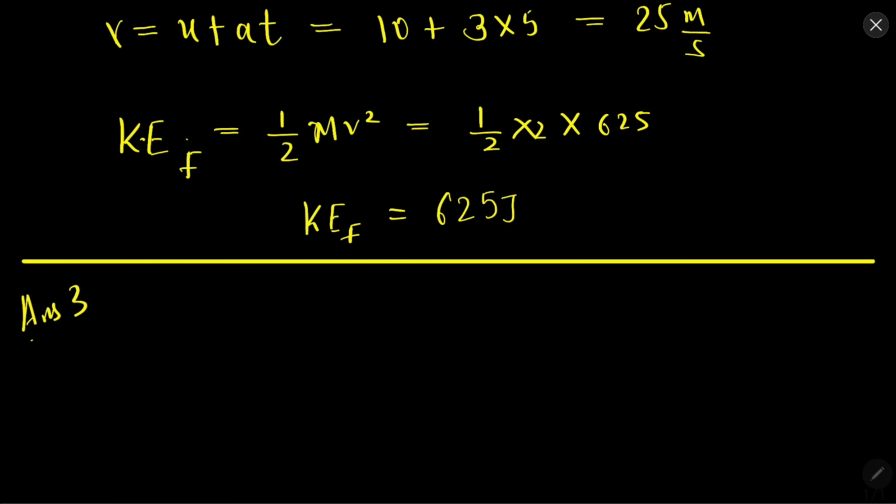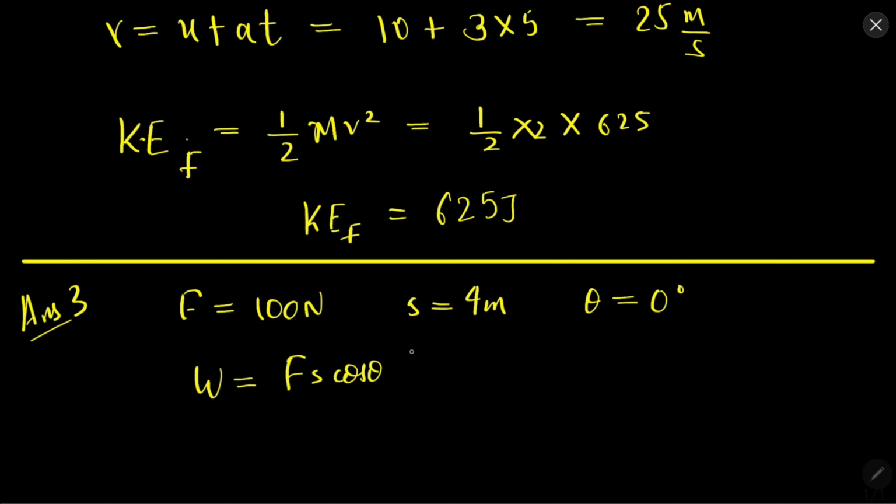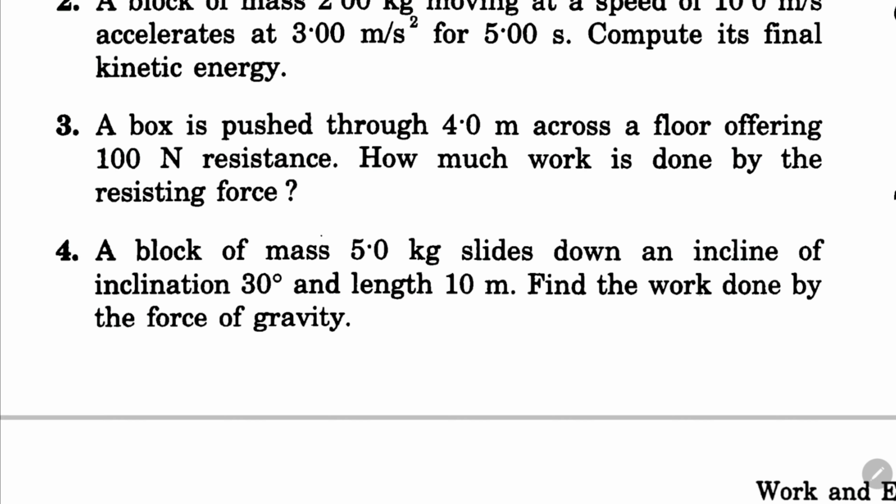So the solution to the third. We know that the resistive force is given to us as 100 Newton. Our displacement is 4 meter, and the angle between them is 0 degree. So the work done will be F s cos theta. So it will be 100 into 4 into cos 0 degree, which is 1. So it will come out to be 400 joule.